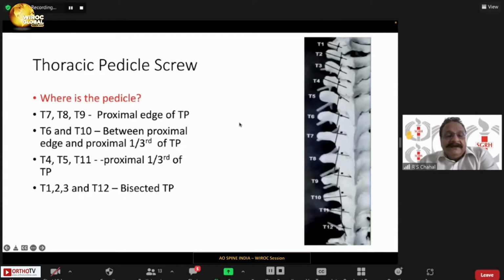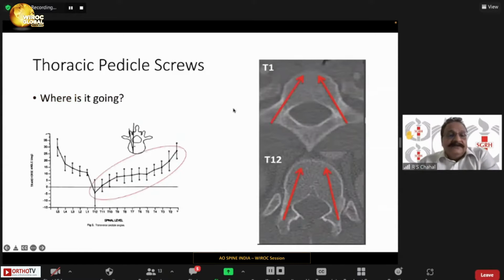So where the pedicle is also important. Appaji has given you in detail at every level. It's like two funnels sitting over each other. That's the typical thing: D12 will be straight and up. You will go medially, and down also you will go laterally. So that's how things evolve. This is how the pedicle is, how you angulate at different levels.